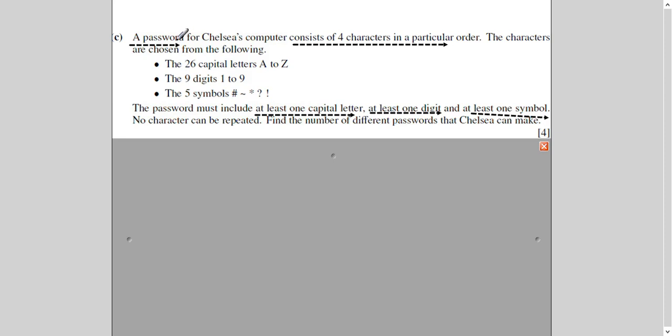Part C. A password for Chelicia's computer consists of 4 characters in a particular order. Particular order means it's permutation. 26 capital letters, 9 digits, 1 to 9, and 5 symbols. Now, it is saying the password must include at least 1 capital letter, at least 1 digit, and at least 1 symbol. And we have to find out in how many ways we can make the password. Digits are not repeated. No character can be repeated. All of them are called characters.